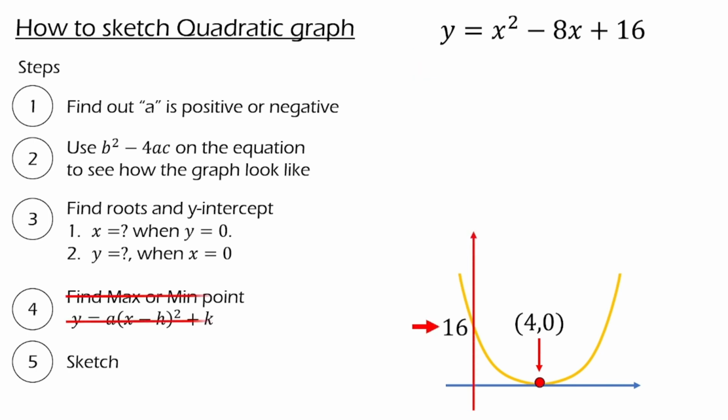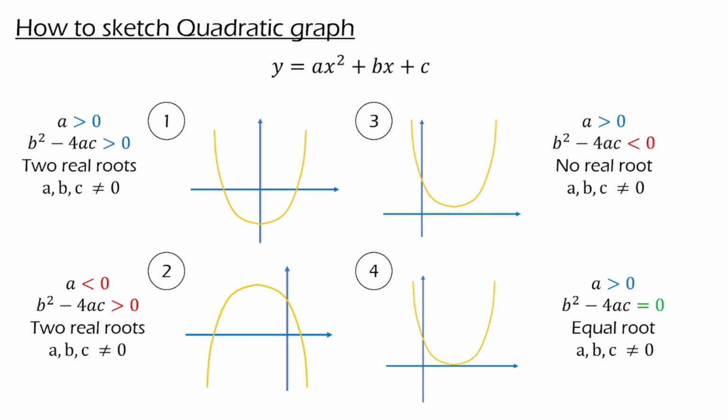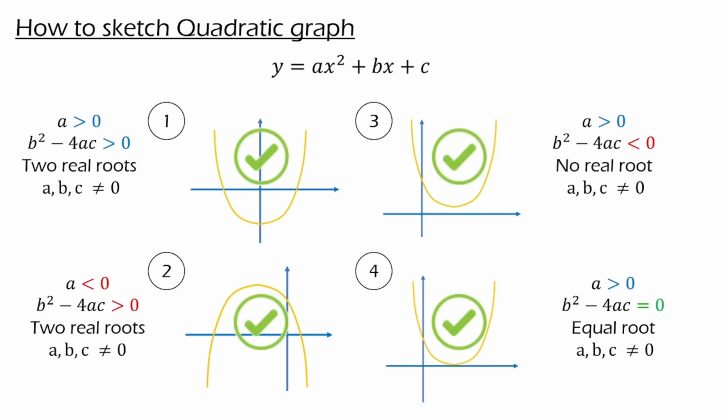There's no need to find our maximum or minimum point. Why? When our b squared minus 4ac equal to 0, the root itself is already the minimum value, as you can see in the graph. We have completed sketching the graph y equal to x squared minus 8x plus 16. Finally, we have finished discussing how to sketch 4 of these graphs.